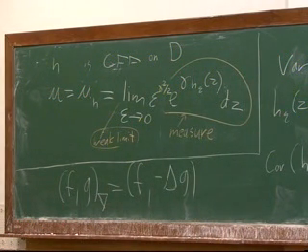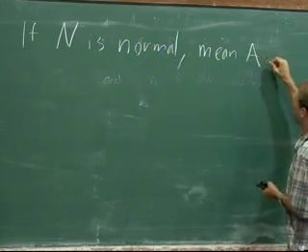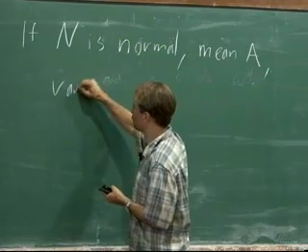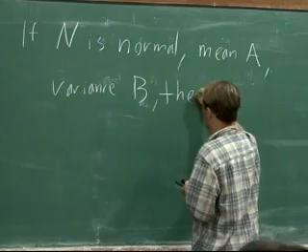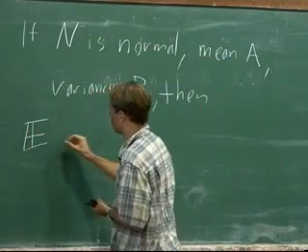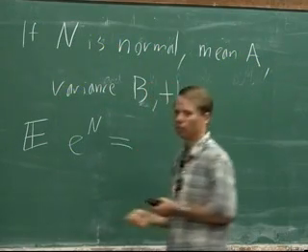So why is it we can compute all these moments? Well, it's because it's just a Gaussian, and Gaussians are easy. So if n is a normal random variable with mean A, variance B, then the expectation of e to the n is equal to what?